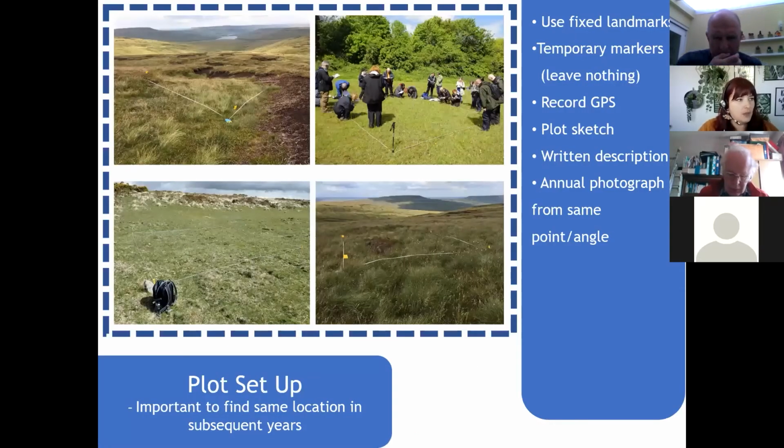Right, so basically going back to plot creation and setup. Whilst on your site, you want to use fixed landmarks to record the plot location and set up only temporary markers. You don't want to leave anything behind. Then you record GPS or the grid reference, make a plot sketch with a written description, and it's useful to take an annual photograph from the same point or angles. I'm going into more detail on these things in a minute.